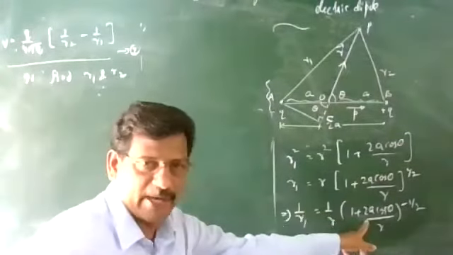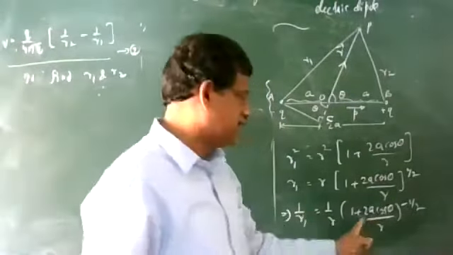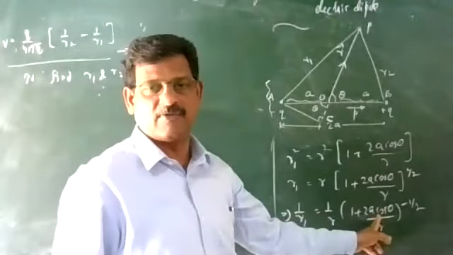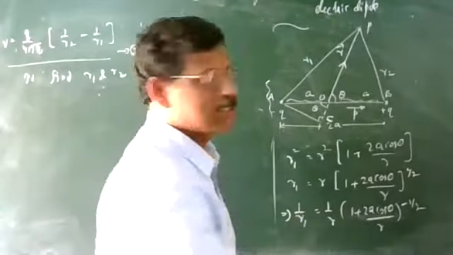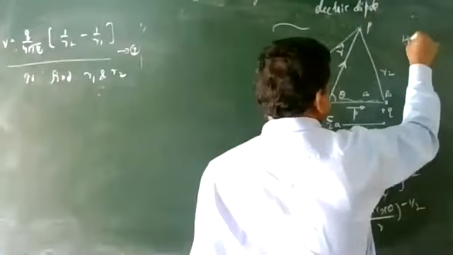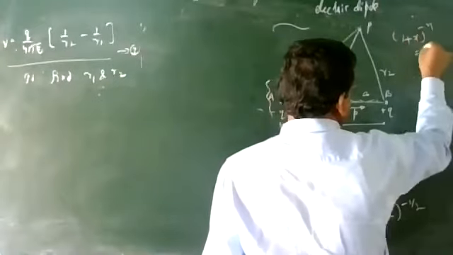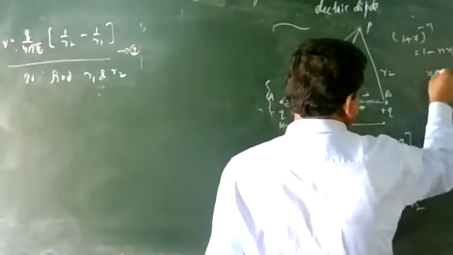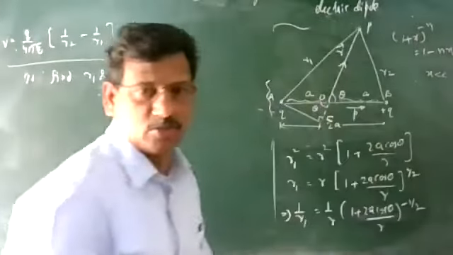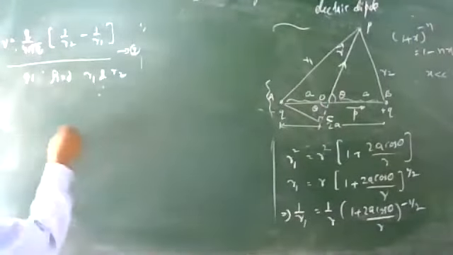This term is expanding binomially. This is because the second term is less than 1, and a power less than 1 can be expanded binomially like this: (1 + x) to the power minus n equals 1 minus n x, provided x is less than 1. After binomial expansion, we get the value of 1 by r1.